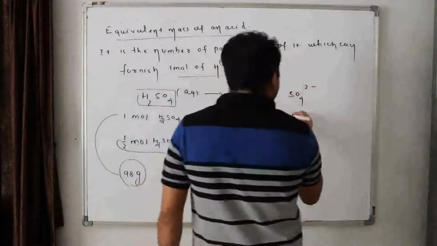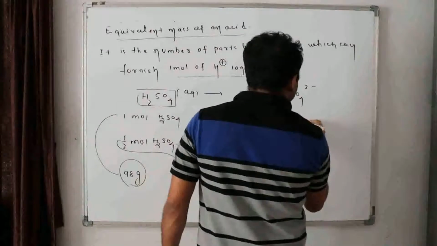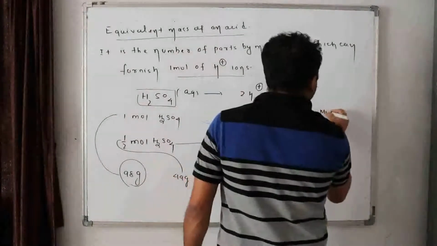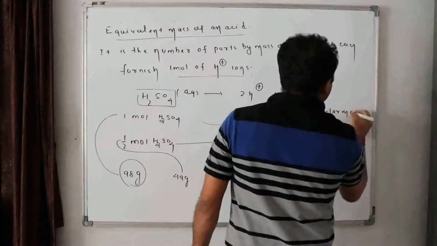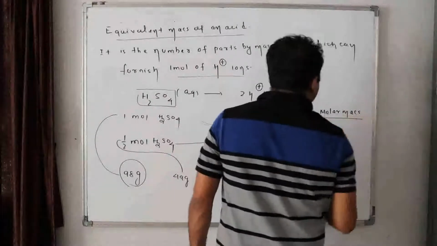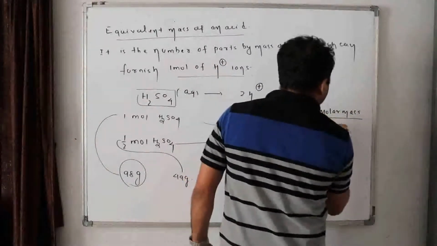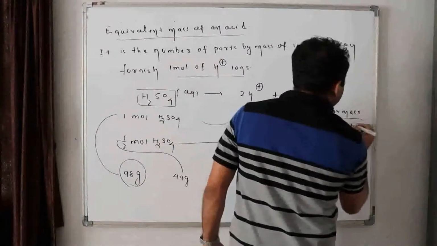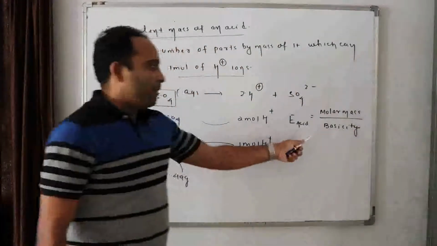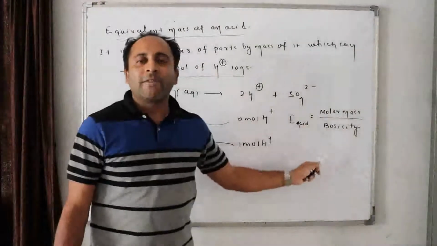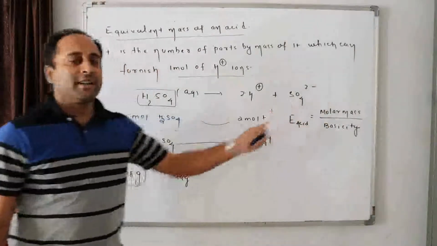Now the direct formula, equivalent mass of acid is equal to molar mass divided by the basicity of the acid. What is basicity of an acid? Basicity of an acid means the number of H plus ions it can furnish.